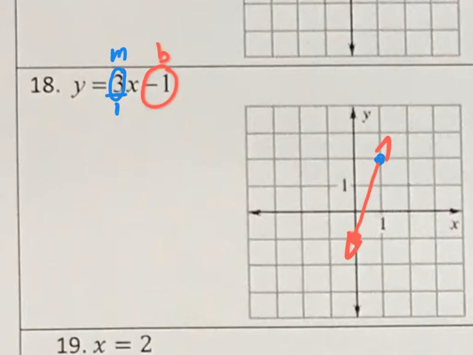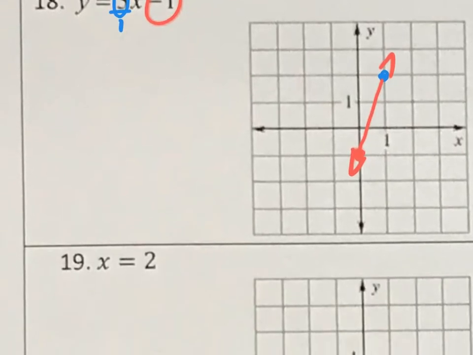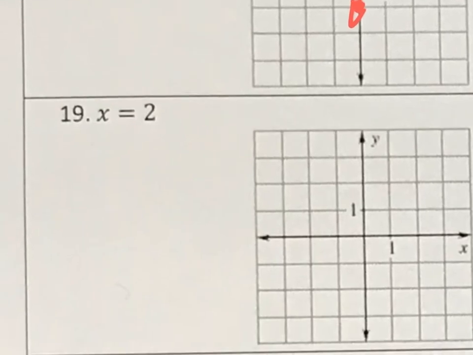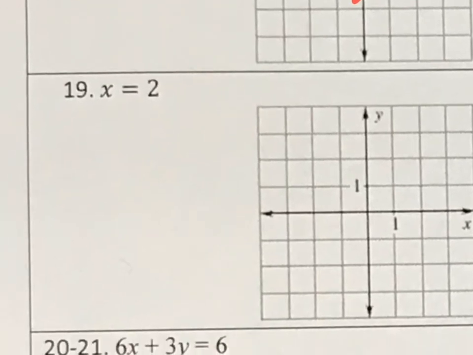All right? Now, it gets a little bit more interesting on number 19, because number 19 is not in slope-intercept form, y equals mx plus b. See, you can't change this to make it look like this. You can't do it. Why not? Because in order to get in slope-intercept form, you have to get y by itself, right? And right here, there is no y.